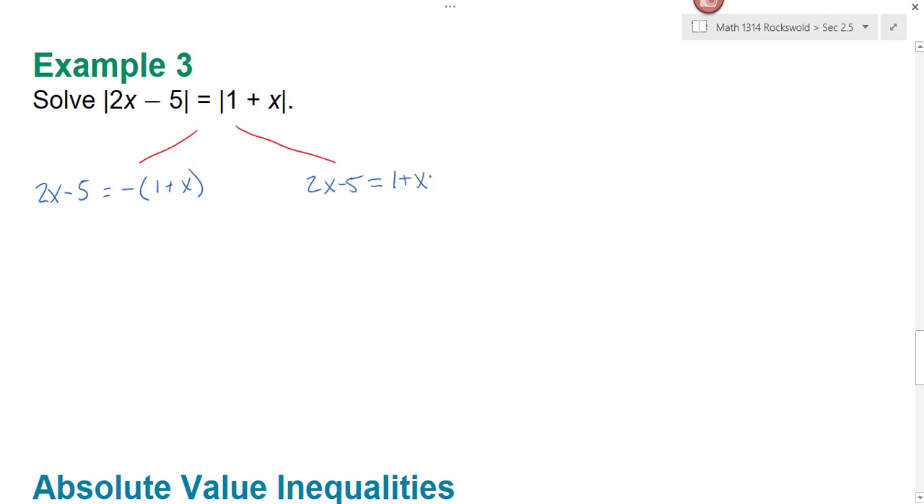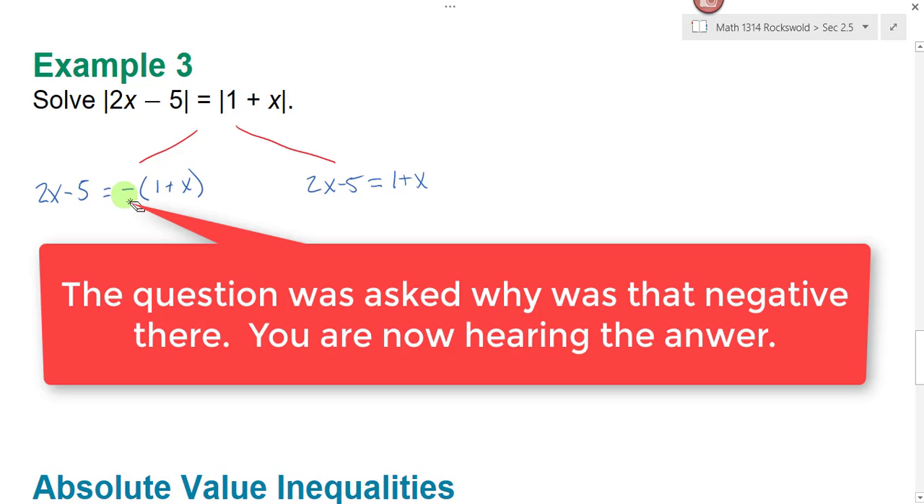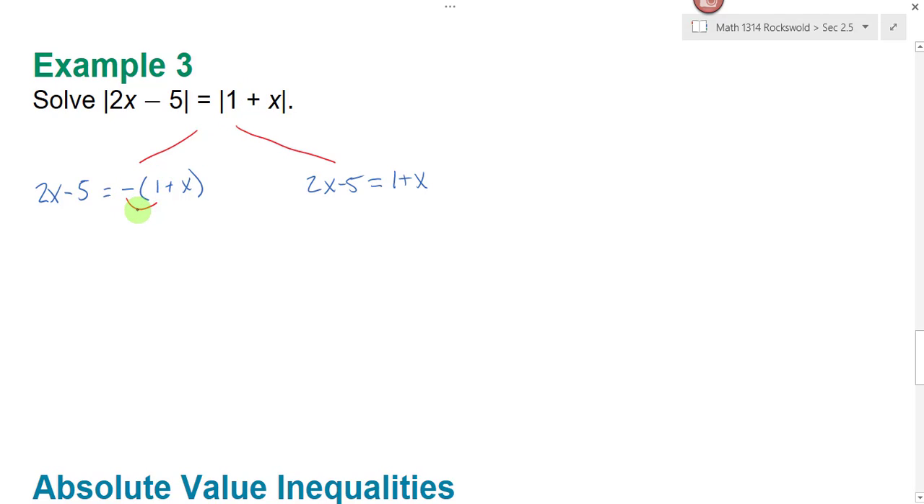Now I've got my two equations that I can solve because we have to take the opposite of the right hand side. So my first step here will be to distribute that negative, and that's going to give me 2x minus 5 equals -1 minus x. The goal is to get the x's by themselves on one side and the numbers on the other. So what do I want to do in order to achieve that? I'll add an x to both sides and add a 5. That'll put my x's on the left and my numbers on the right, and 5 minus 1 is 4.